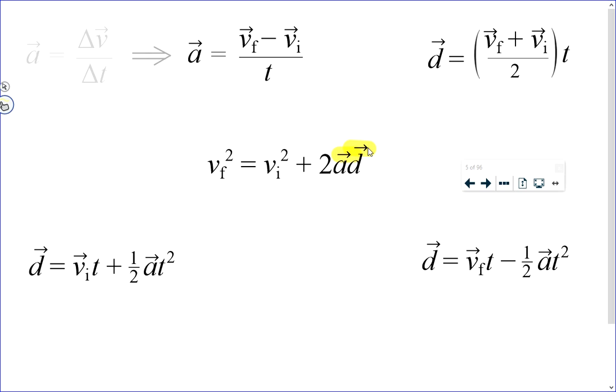And when we have, say, Vf squared, well, it doesn't matter whether Vf as a velocity is positive or negative. When you square it, the negative would go away. So it's meaningless to put a vector symbol above there because it's not going to change things.